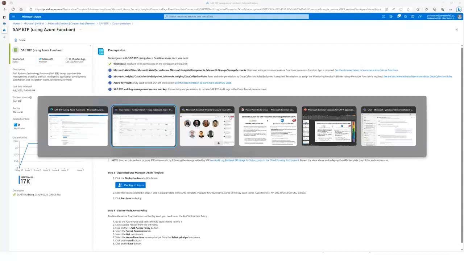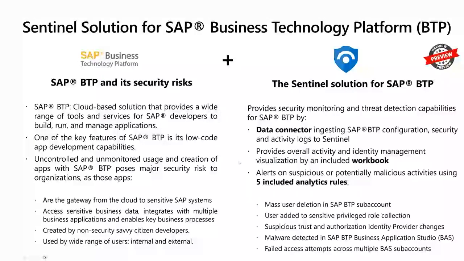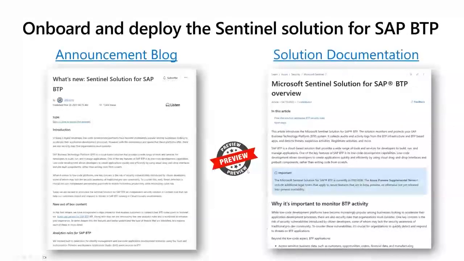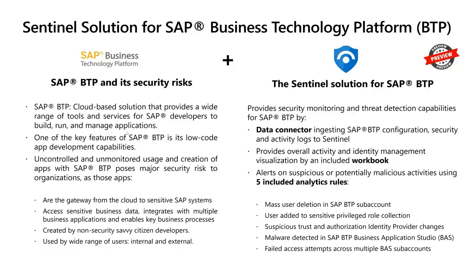Okay, so that was the demo. So I guess you're all asking yourself, great, how can I use that? What should I do? To onboard and deploy the Sentinel solution for SAP BTP, you have two main resources that you want to use. One is the announcement blog that we published, another is the solution documentation. Go ahead and read through them. All of the details are there. You do have to sign up at this stage to access the preview, and the link for the sign-up will be both in the announcement blog and in the solution documentation.